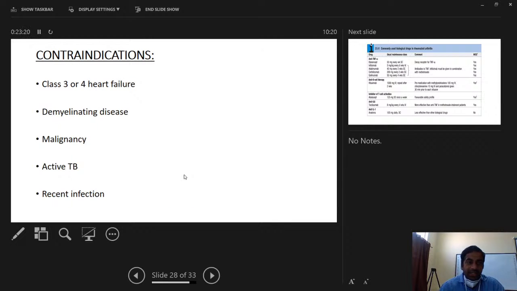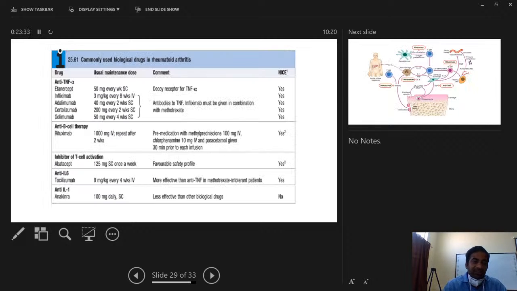So what are the contraindications? Class 3 or 4 heart failure, demyelinating diseases, malignancies, and active tuberculosis. All these are contraindications for starting monoclonal antibodies. Also active TB or recent infections.